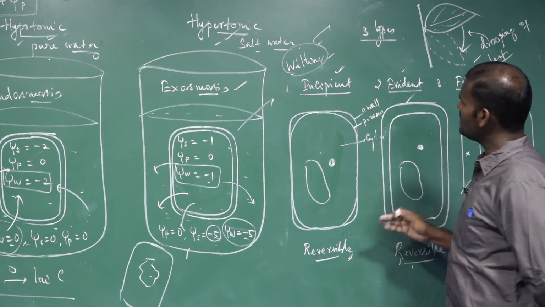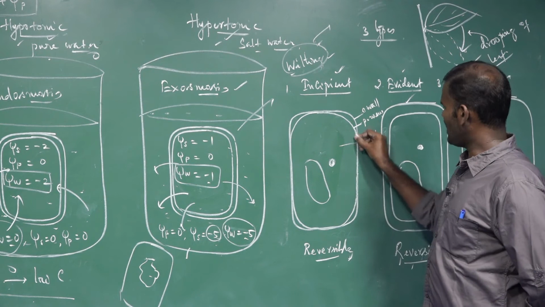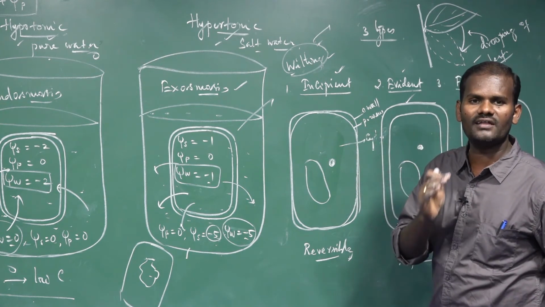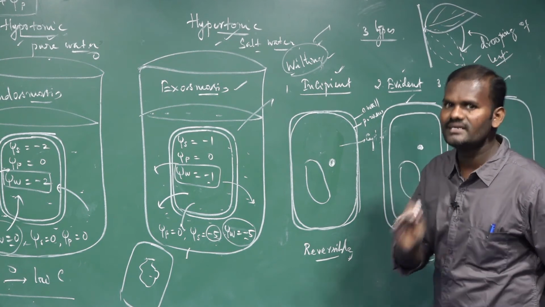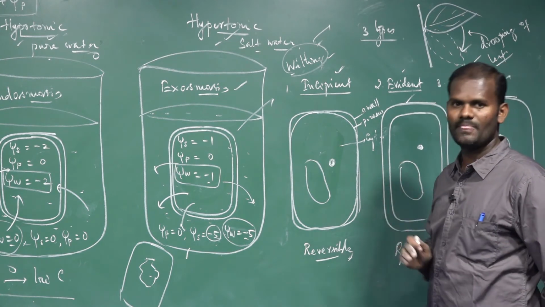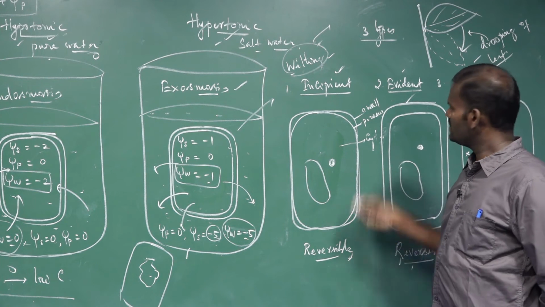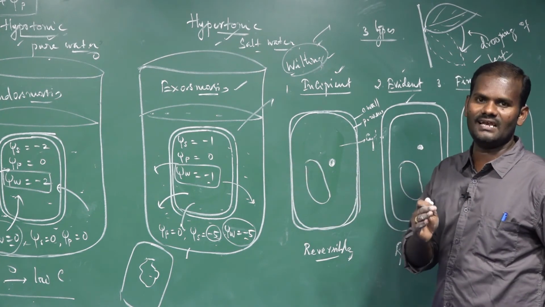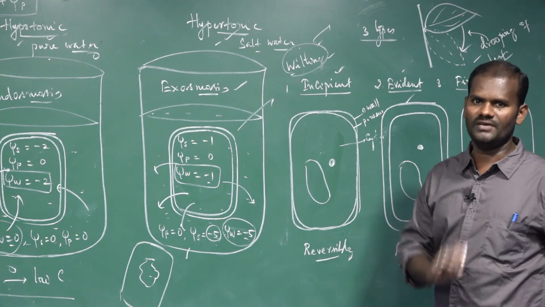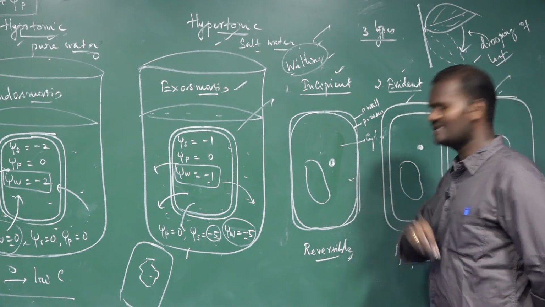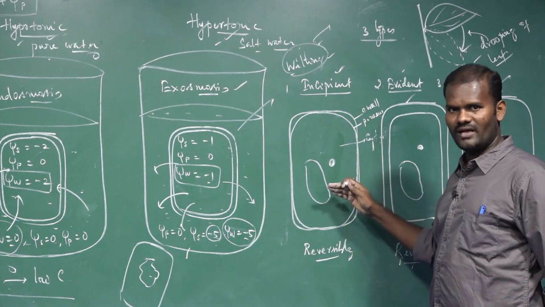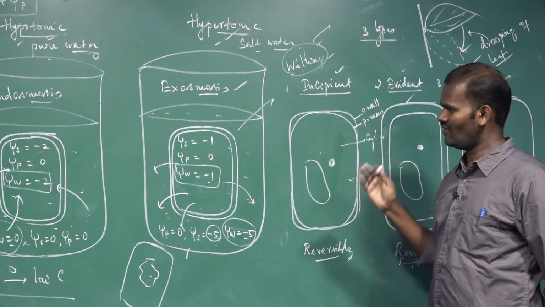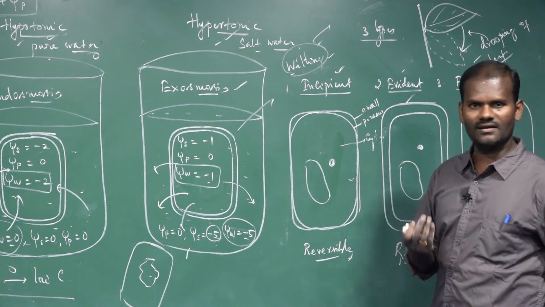Next, what is the significance of plasmolysis? Plasmolysis is exhibited only by living cells, not by dead cells. So this is the importance of plasmolysis: it helps to test whether a cell is living or non-living. It is not applicable to dead cells; plasmolysis is applicable to living cells. That is why it is an important test for whether a cell is living or non-living.